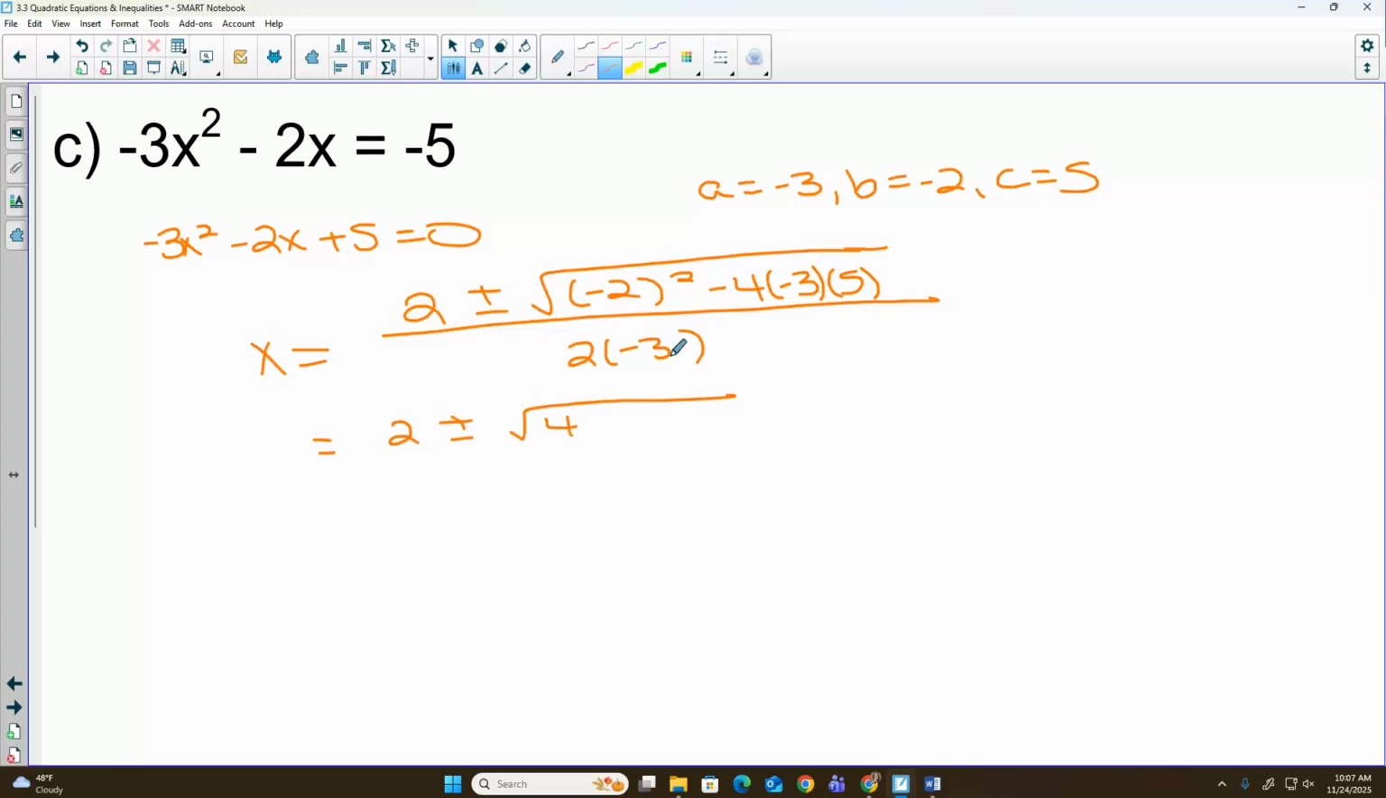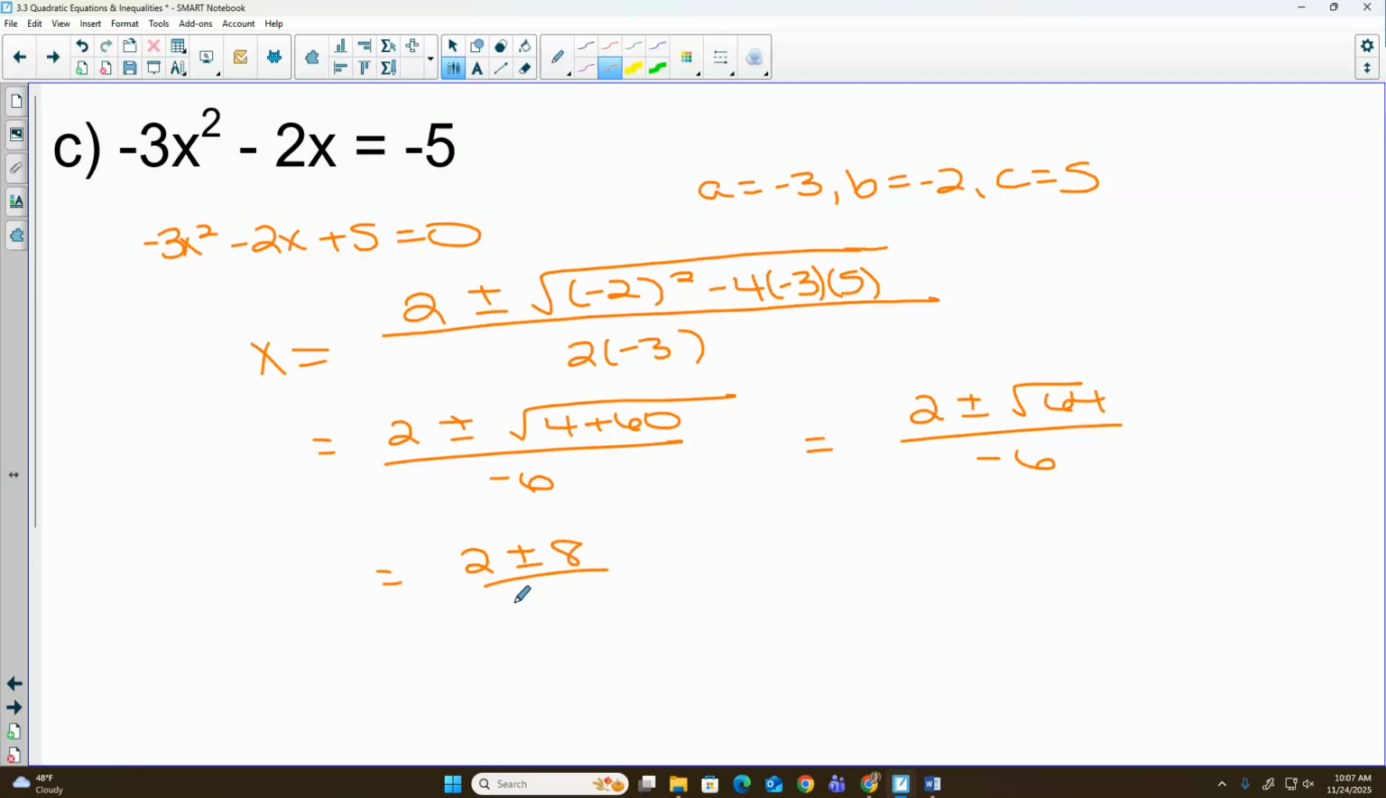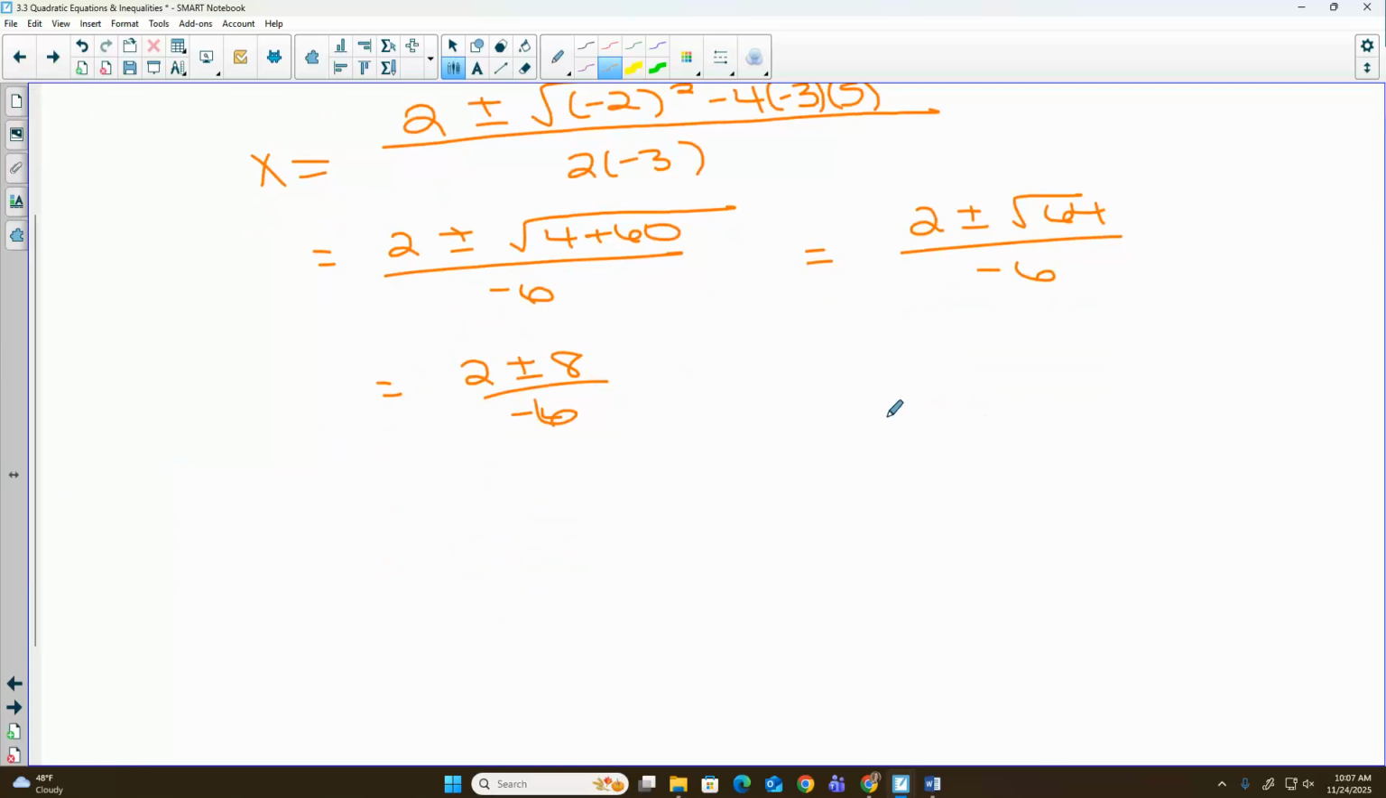So that gives me 4. -4 times -3 times 5 is +60 over -6. So you get 2 plus and minus the square root of 64 over -6. What is the square root of 64? 8. All right, a lot of you reduced it right here, which is fine, but we can finish this.